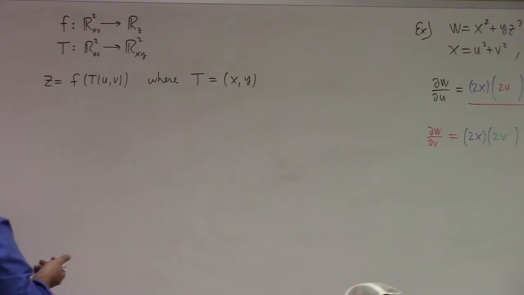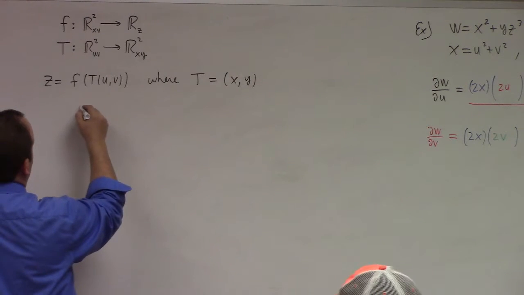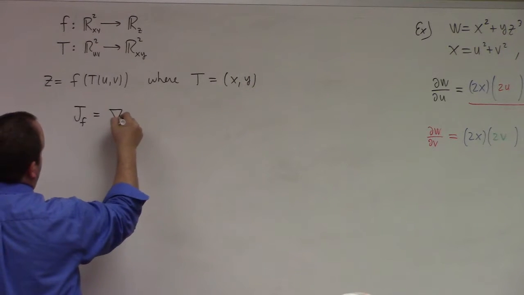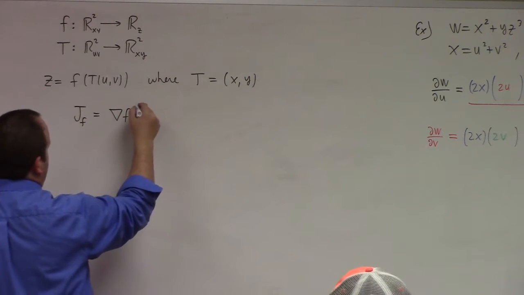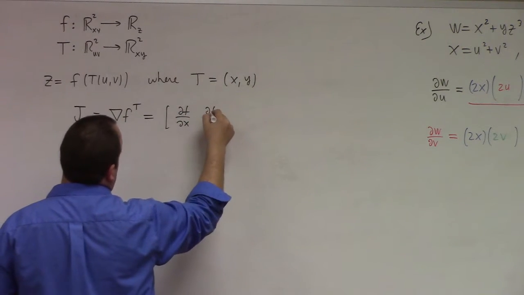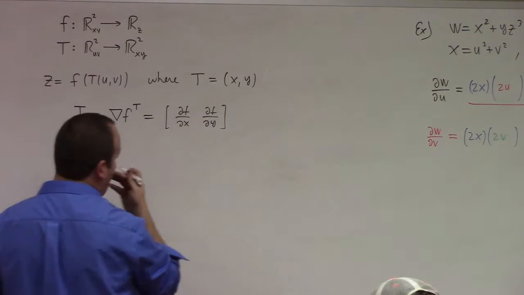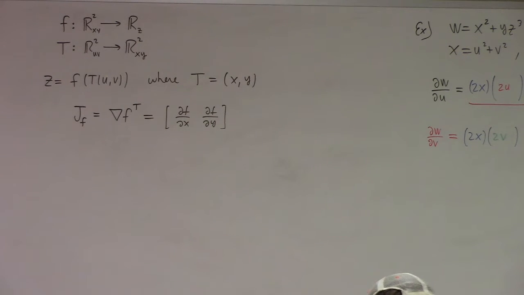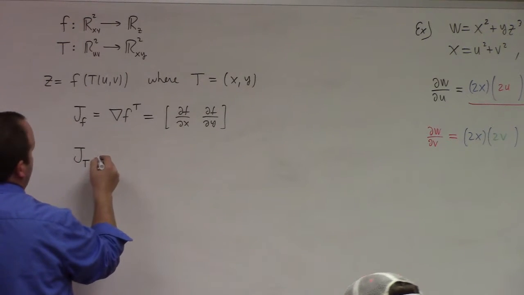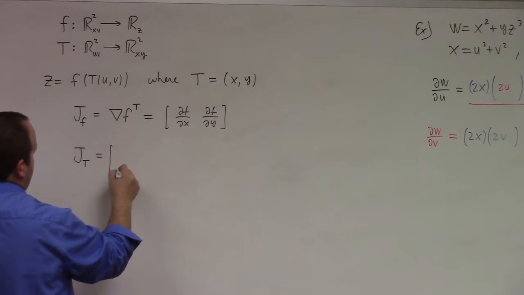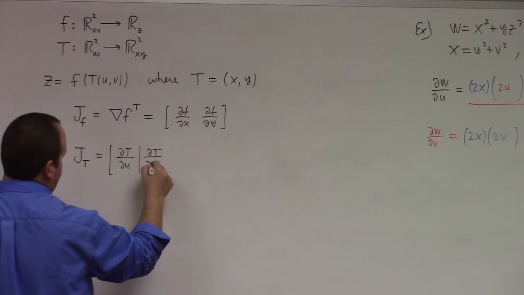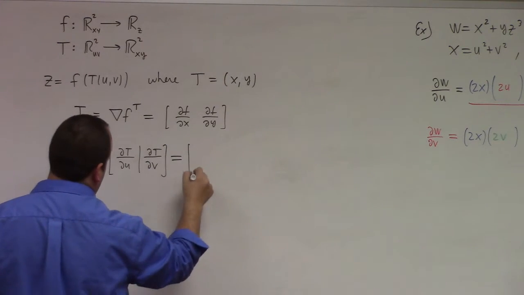So with this setup, all right, the Jacobian of f is just the gradient of f, essentially written as a column vector. So it's actually partial f partial x, partial f partial y. All right. The Jacobian of t here, it's a little bit more interesting. It's a 2 by 2 matrix, but it's partial t partial u, partial t partial v. All right.